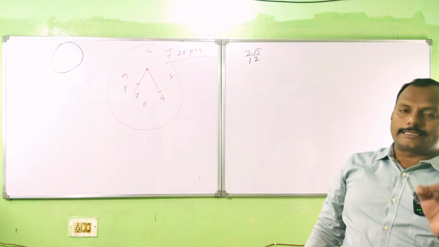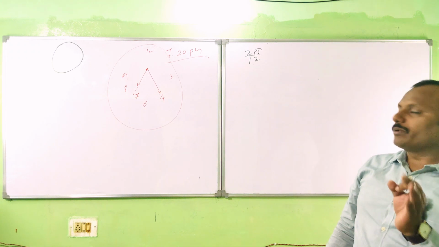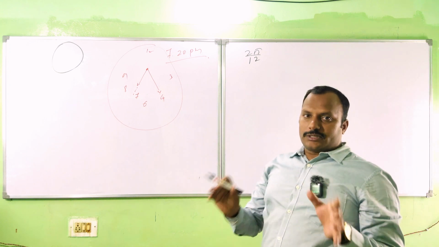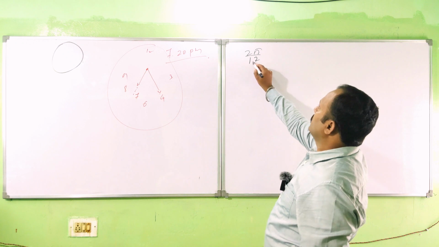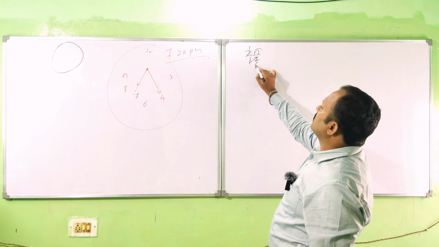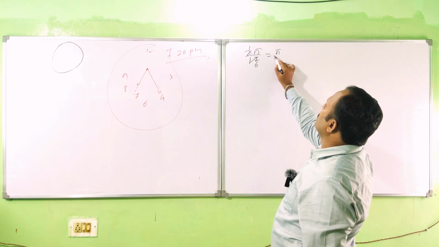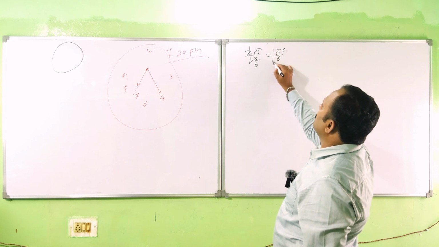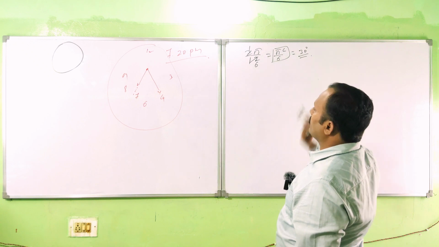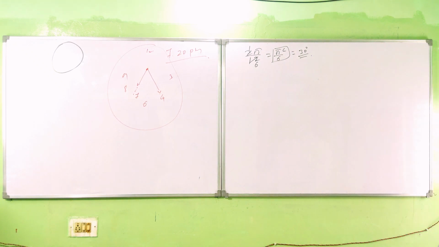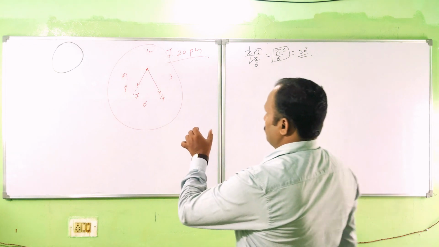The total angle is 2 pi radians and the number of equal divisions is 12. So each division becomes 2 pi by 12, which is pi by 6 radians. Each division is also 30 degrees. Here we want the angle between these two hands at 7:20.